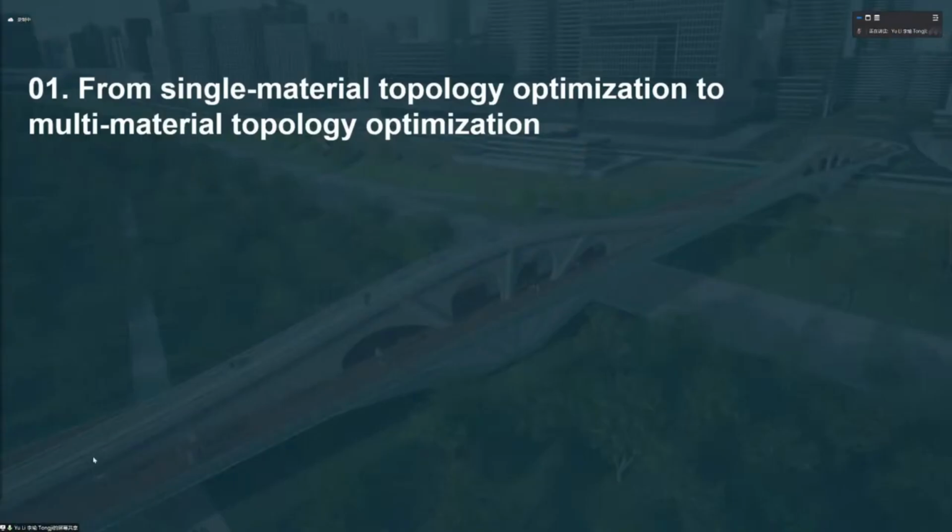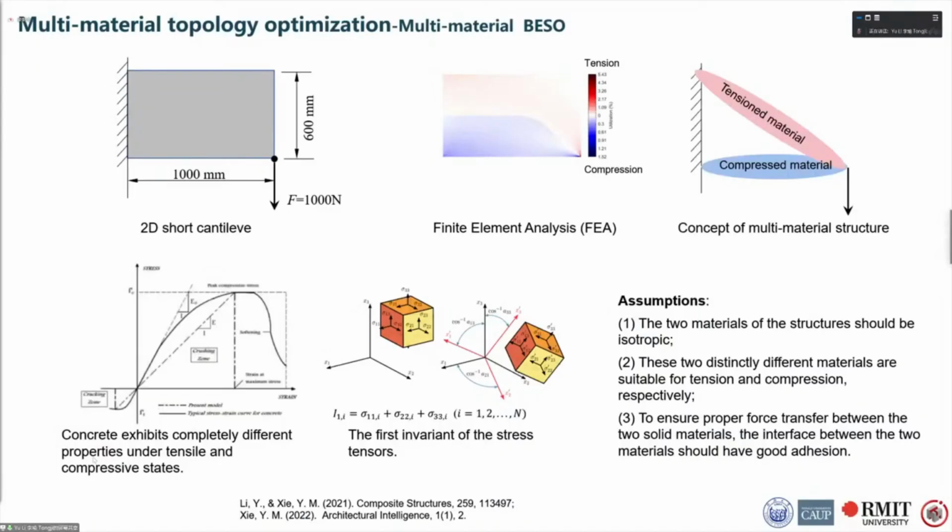The last part is an introduction on how to extend single material topology optimization to multi-material topology optimization. We were wondering whether we can use two different materials to compose a structure in the topology optimization process. The idea is very simple. One material suitable for tension is only tensioned, and another material suitable for compression is only compressed. The two materials will perform at their best mechanical performance, forming an efficient composite structural system.